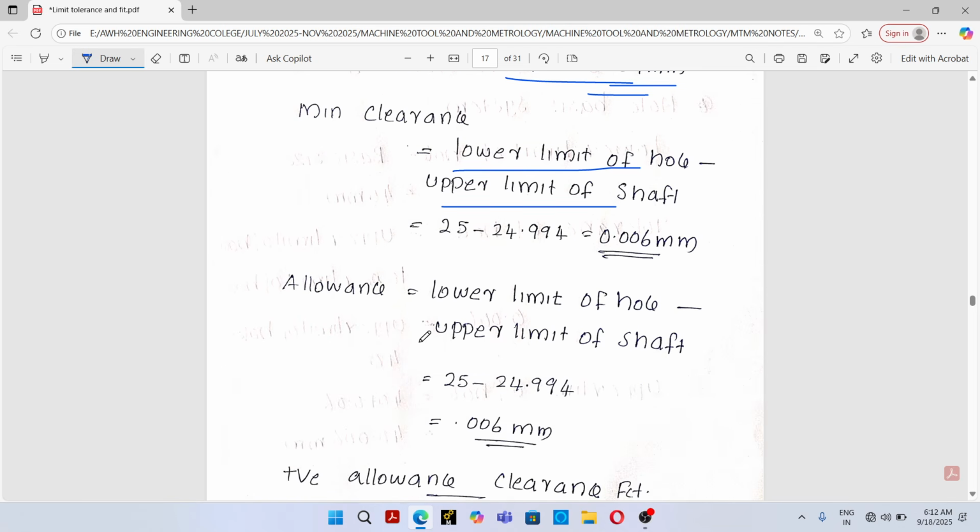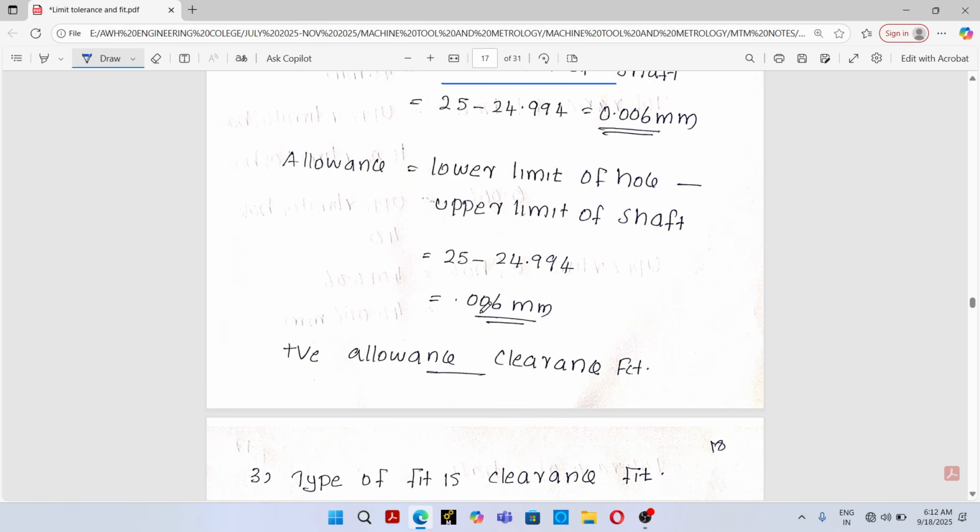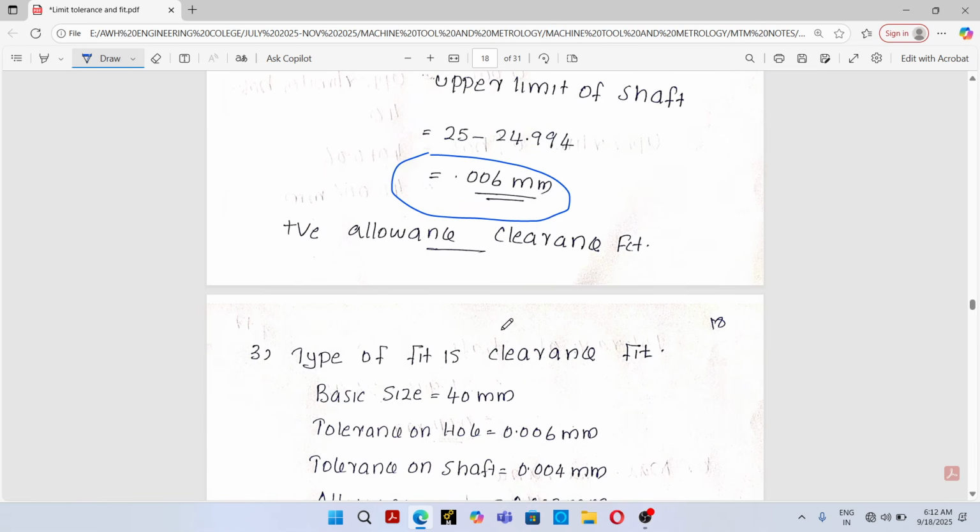Then allowance. So allowance is defined as lower limit of hole minus upper limit of shaft. The difference between lower limit of hole and upper limit of shaft is what we call allowance. So 25 minus 24.994, that is 0.006 mm, that's the allowance. So it is a positive allowance, so the fit is a clearance fit. Okay.